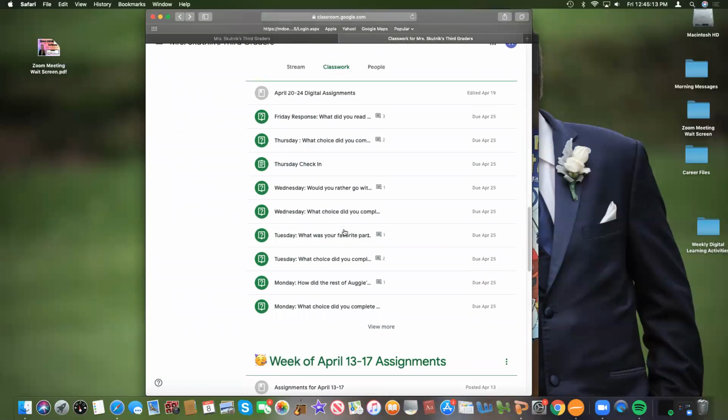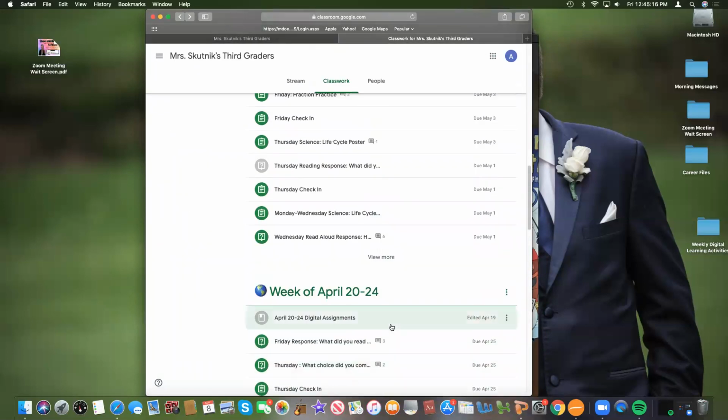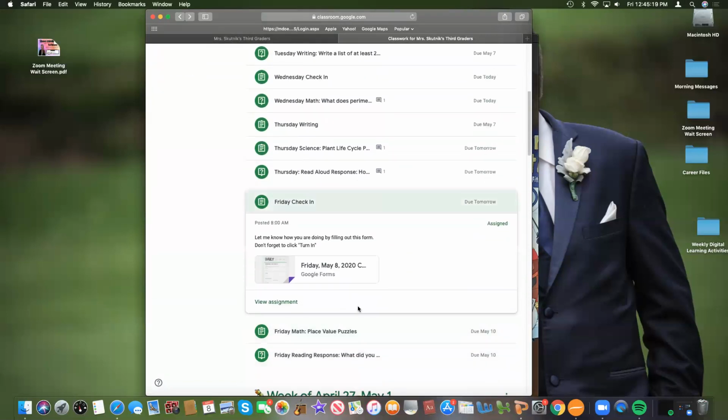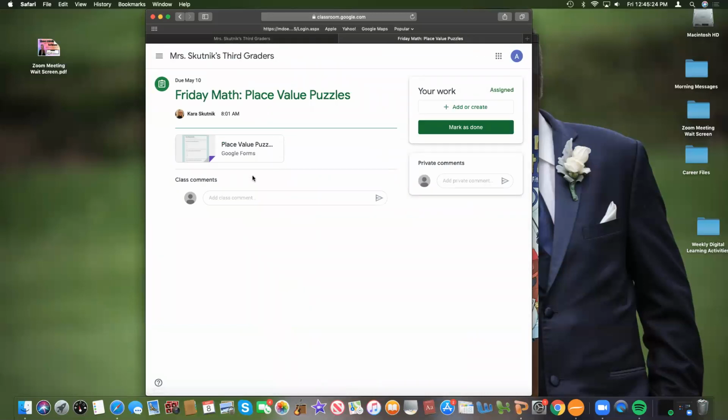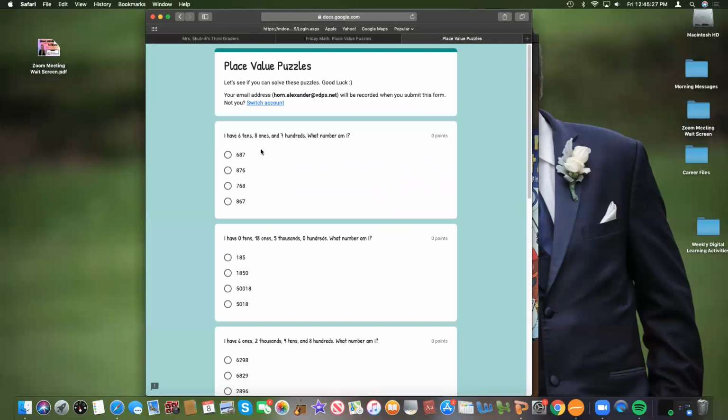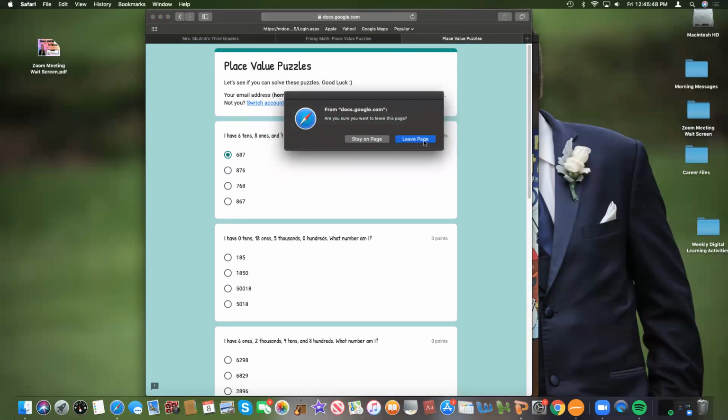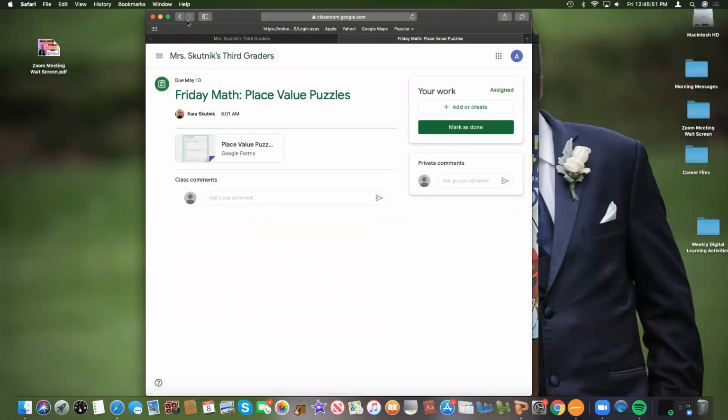The next thing you have, again, you're going to probably need to click on view more, is the Friday math puzzles place value. So there's a little puzzles form you need to do. So if we open it up, I have 6 tens, 8 ones, 7 hundreds. What number am I? So you click, what number is it? Is it this one? Is it this one? Is it this one? Is it this one? And you're going to go through and do all the puzzles. There's only 5, so it's not that many to do. And when you're done, click submit. And then over here, mark it as done.